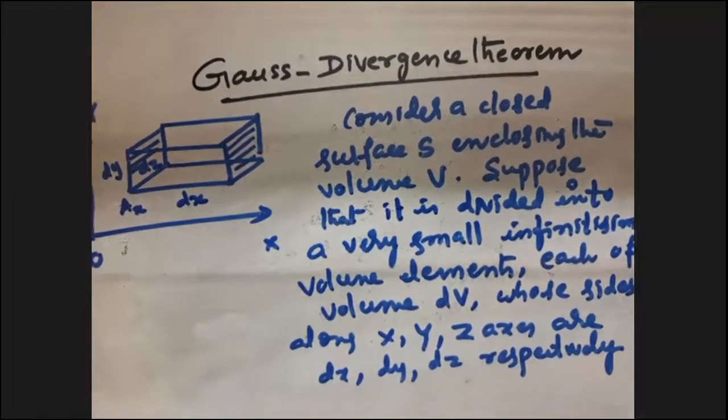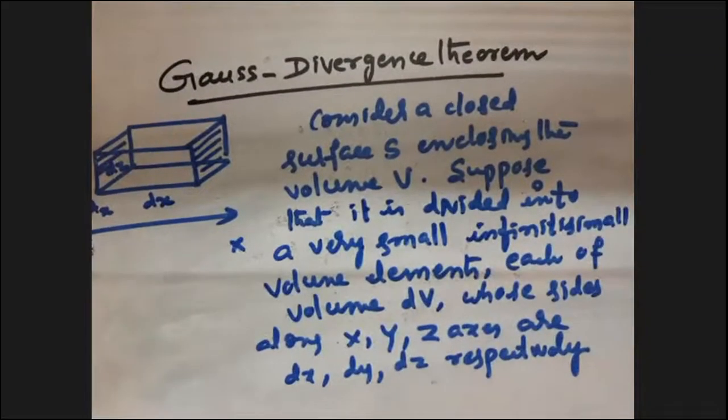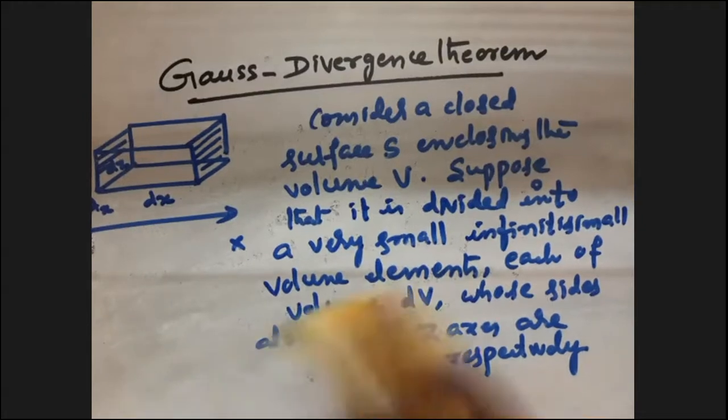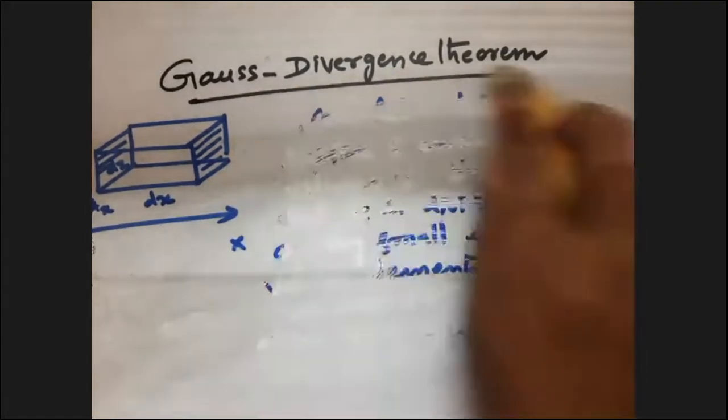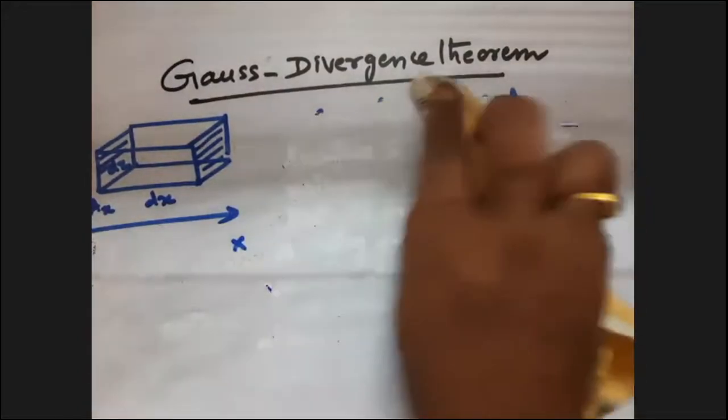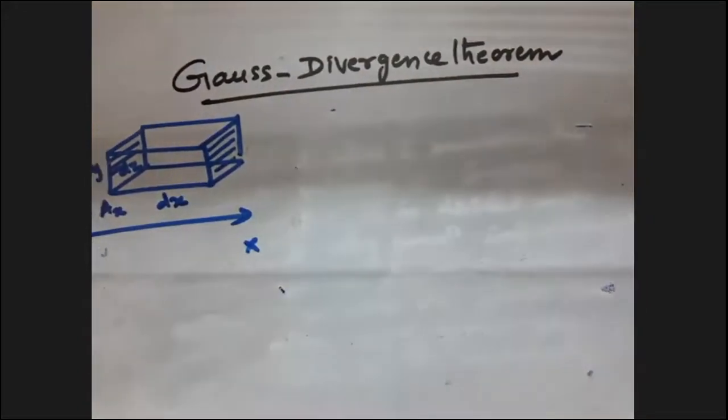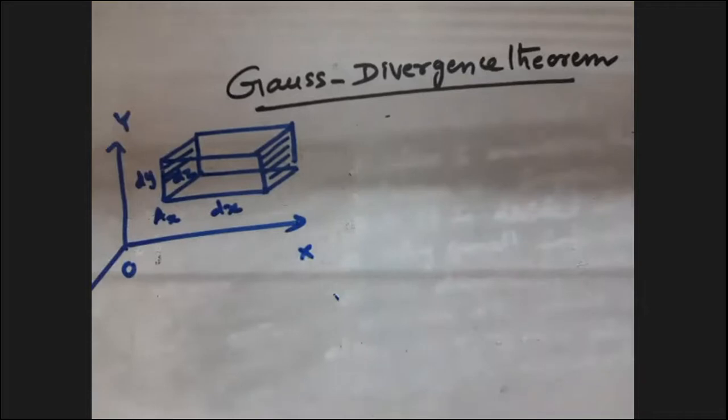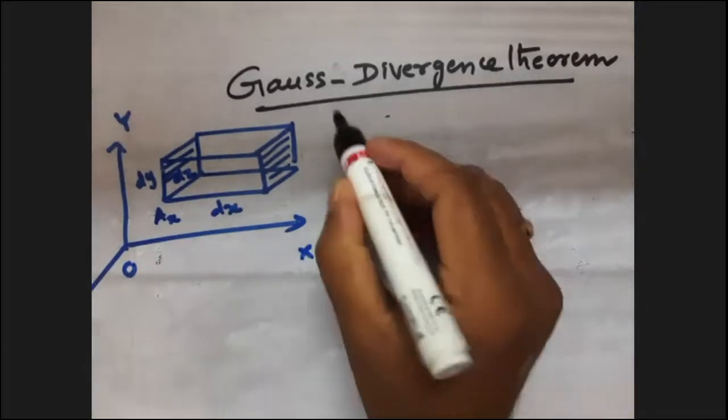So now I'm writing step by step. Look, sir. What is that? The value of vector.